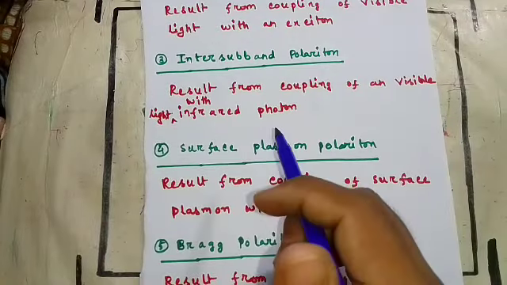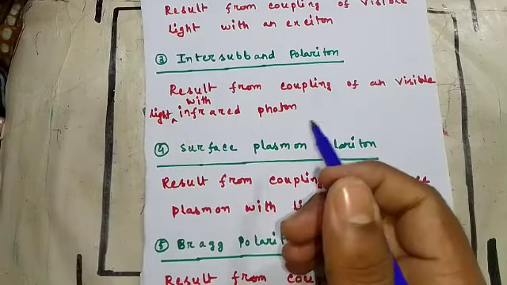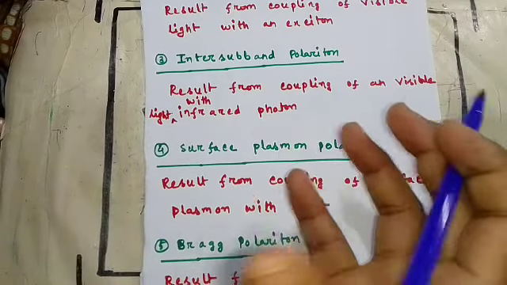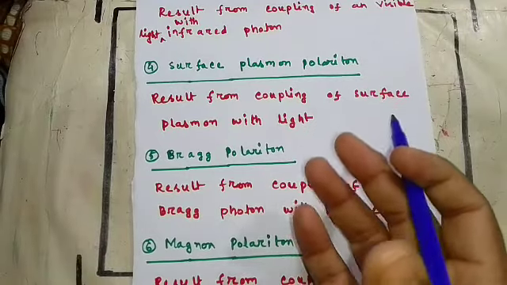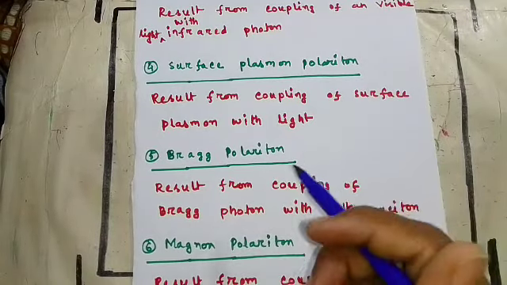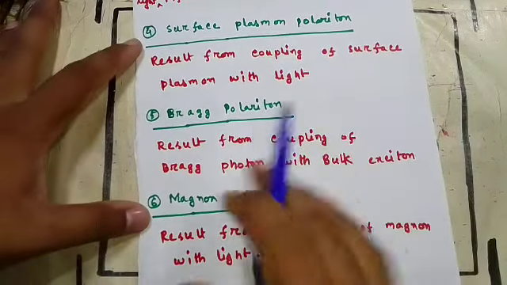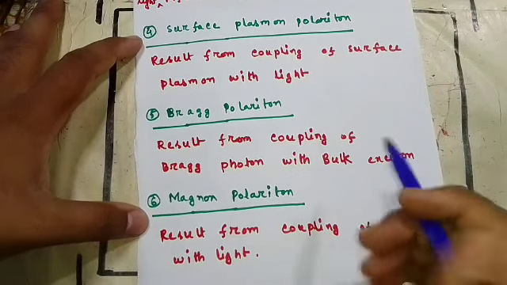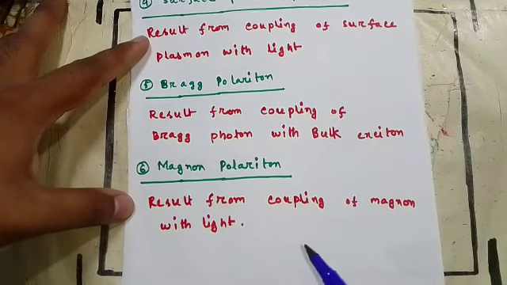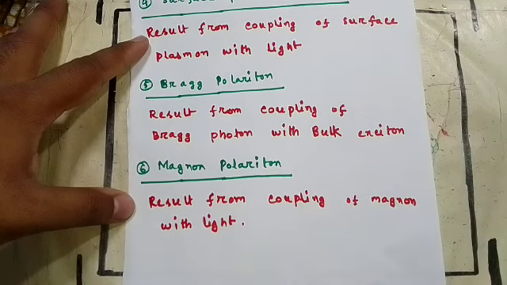But in this case, exciton polariton, the coupling occurs with visible light with respect to exciton. So the next type of polariton is intersubband polariton, where the coupling is between visible light and infrared photon. In the case of surface plasmon polariton, this polariton results from coupling of surface plasmon with light. In the case of Bragg polariton, it results from coupling of Bragg photon with bulk exciton. In the case of magnon polariton, it results from coupling of magnon with light.